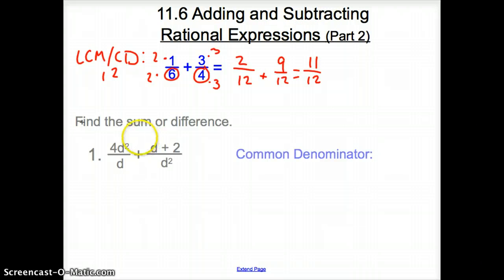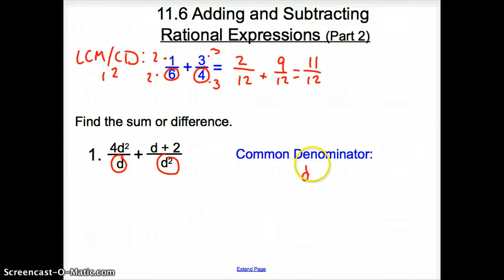Now, when we are asked to find the sum or difference between two rational expressions, we have to do the same thing. We have to find the least common multiple, which we worked on yesterday, or the common denominator. So here, looking at 1, first things first, we have to find our least common multiple or the common denominator. Well, I have a d and a d squared. How do I find that?